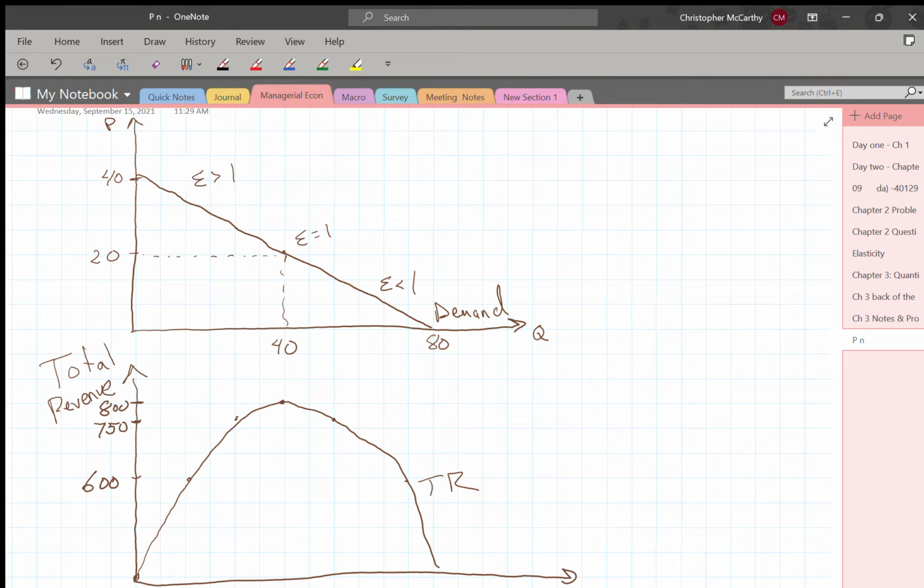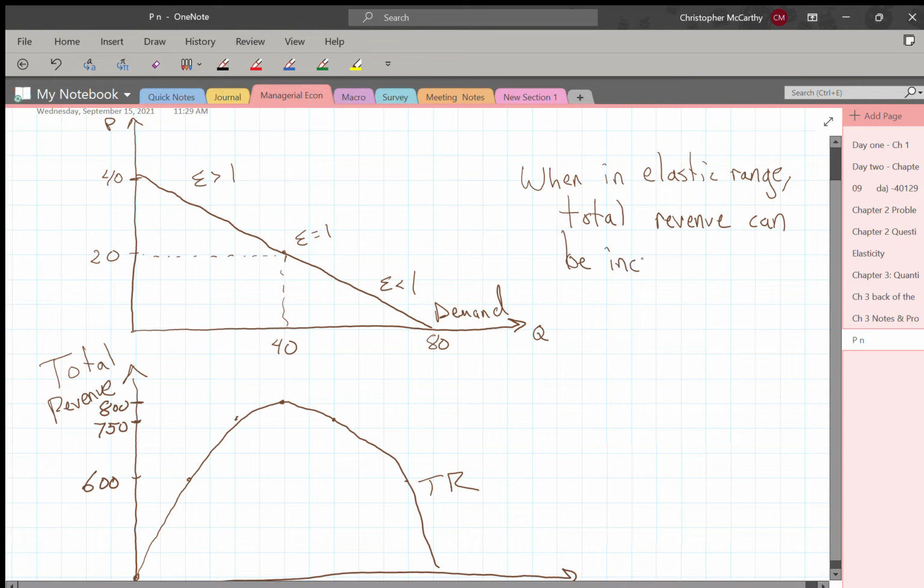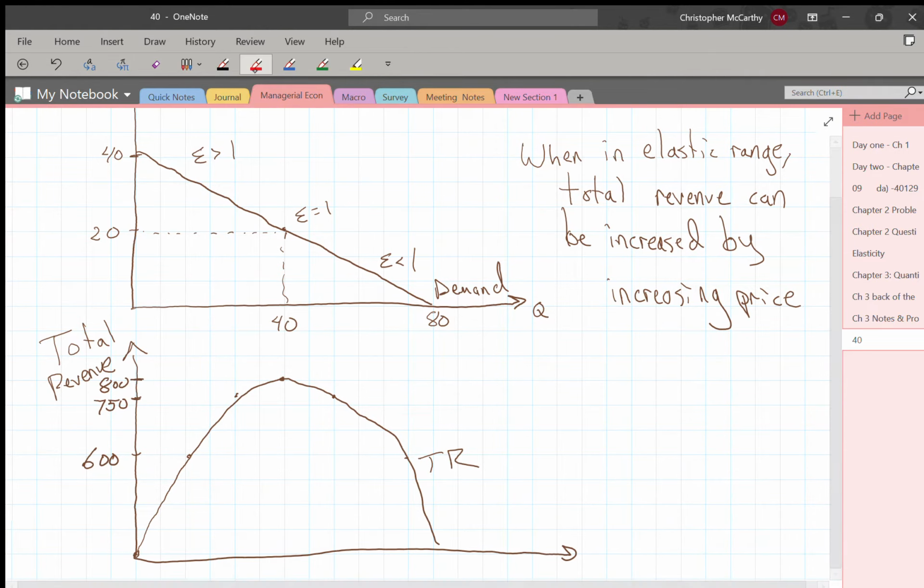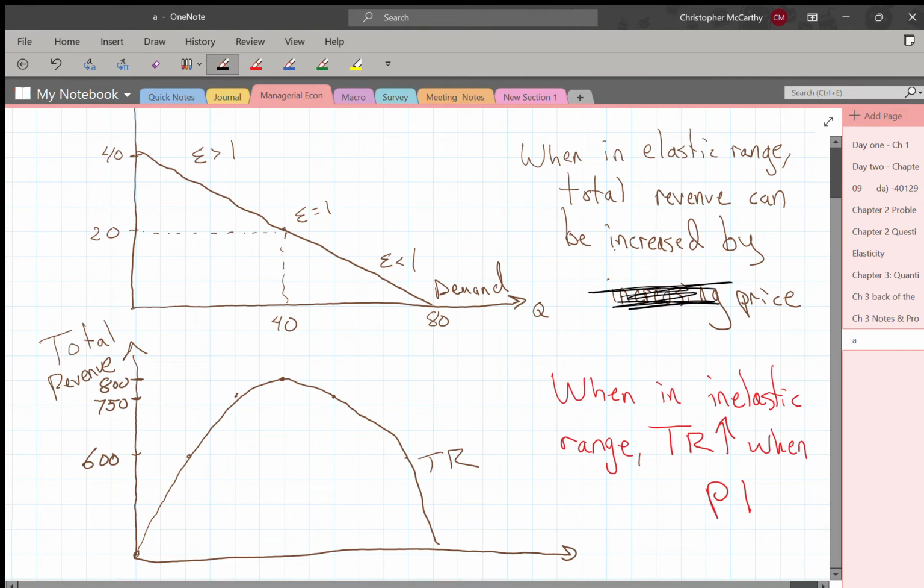This is saying that when we're in the inelastic range, or sorry, when we're in the elastic range, total revenue can be increased by increasing price. It also means that when in the inelastic range, total revenue increases when price decreases. Oh wait, this is backwards. Decreasing price. And this is increasing price.